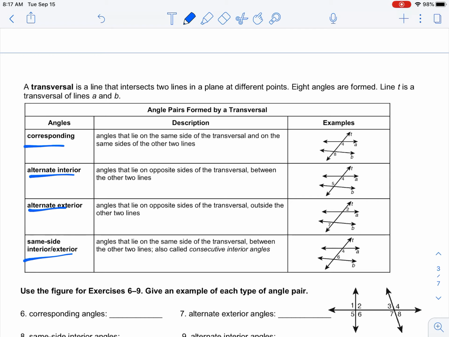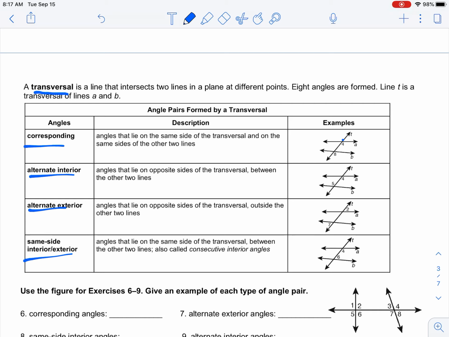What we have is parallel lines cut through by a transversal, and a transversal is a line that intersects 2 or more lines in different points. It's going to form a bunch of angles. 8 angles are formed. Notice angle 4 is below the line, and on the same side, 8 is below the line. Those are corresponding.